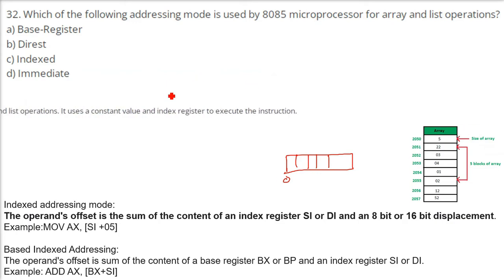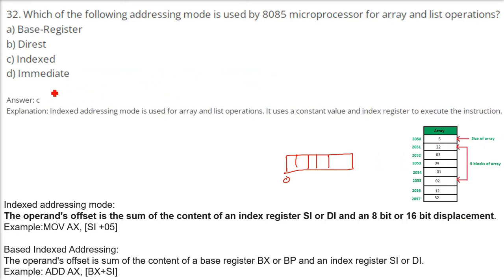So let me tell you the answer. It is C, index. As I just suggested, it is index. So this indexed addressing mode is used for array and list operations. It uses a constant value and an index register to execute the final instruction. That is why the answer is indexed.